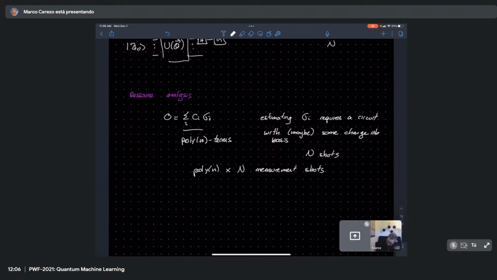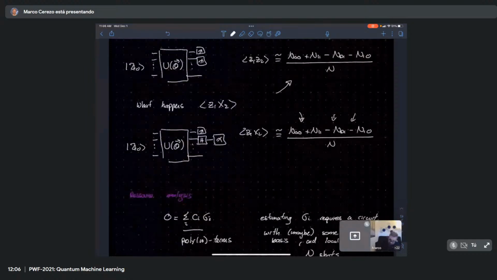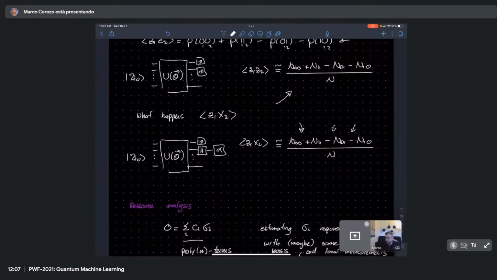So here we have that estimating requires a circuit with maybe some change of basis and local measurements. This is what we've seen. But of course, a lot of times we're running quantum circuits where we're not measuring all the qubits. So here we wanted to estimate Z1 and Z2, and we only measured 2 qubits, Z1 and Z2. The rest of the qubits, we just trace them out. We're not doing anything to them.